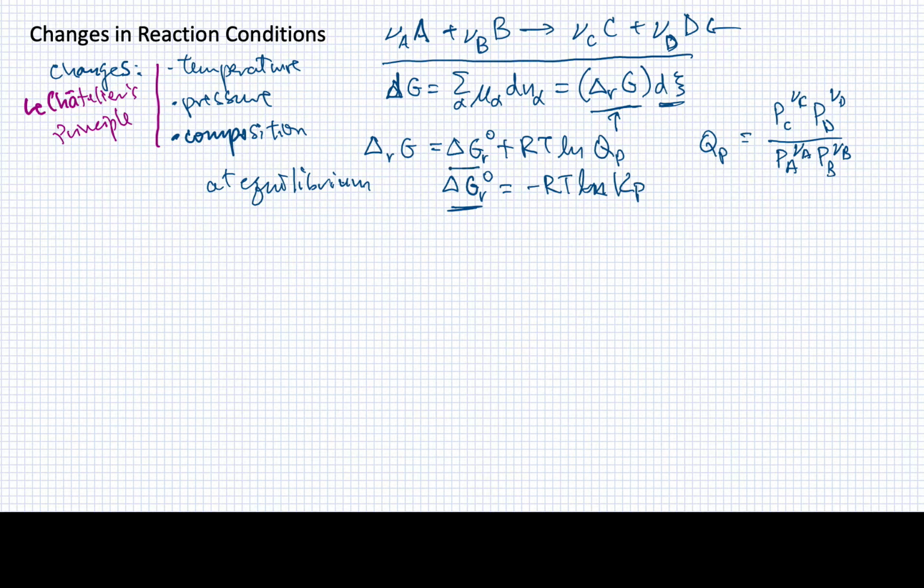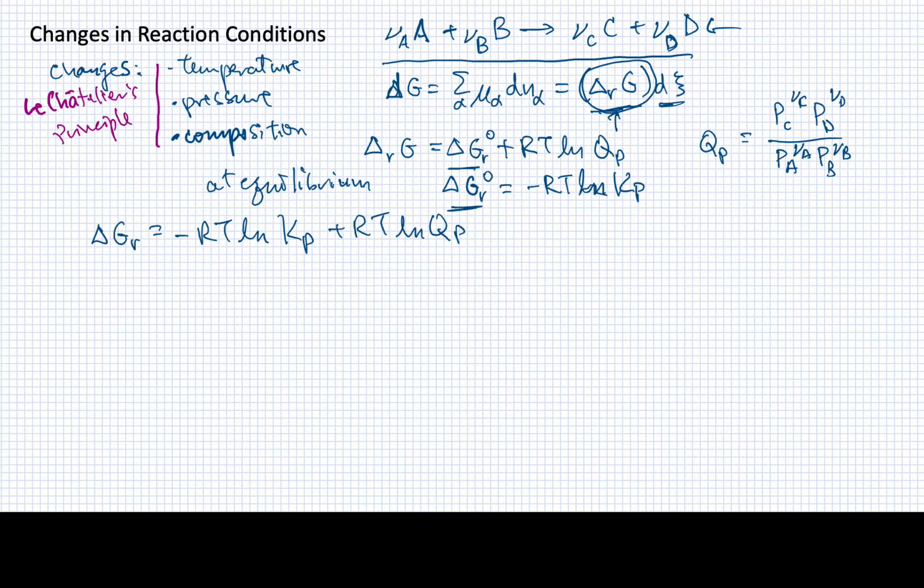I could just plug that in here, and what I would end up with is an equation that says that my delta GR, that is the piece that belongs here, is equal to negative RT log of the equilibrium constant plus RT times log of my reaction quotient.